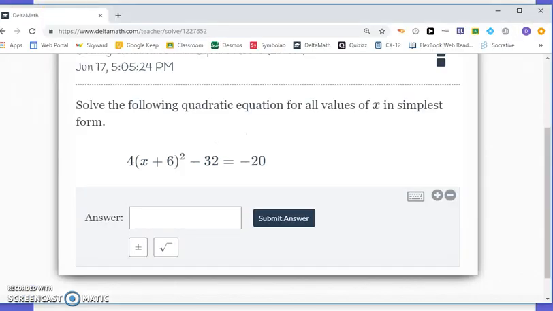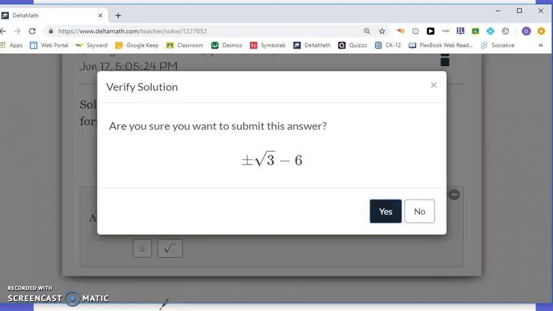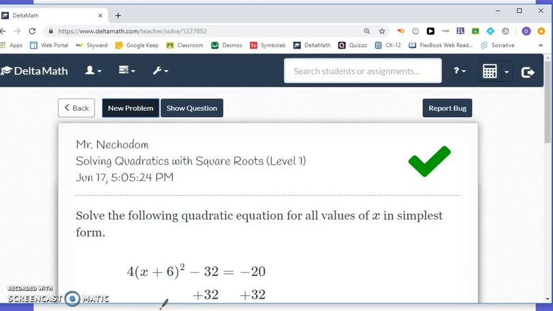Okay. So we'll type in, actually, we can probably do it this way. Press positive, negative, square root, type in the 3, and then outside the square root sign, you'll have to go use the arrow key, minus 6, and we'll press that. There you go. So we got our answer there. That worked just fine. Let's do a new problem.